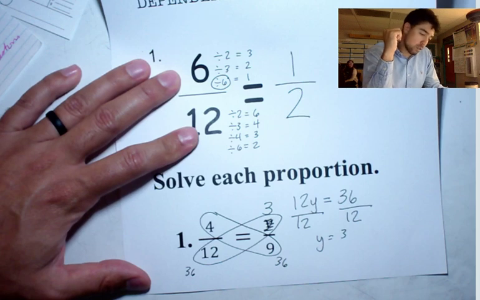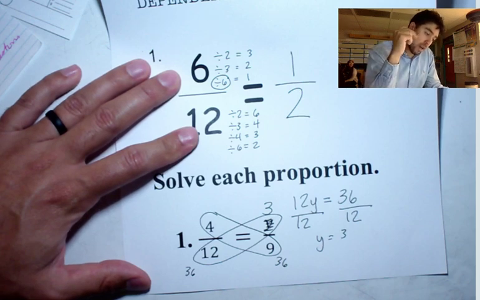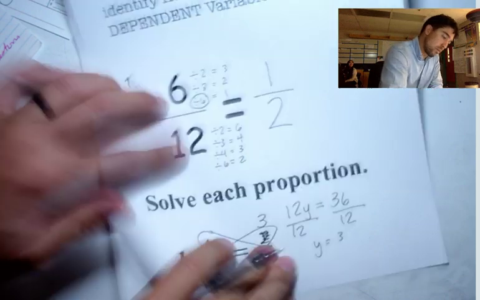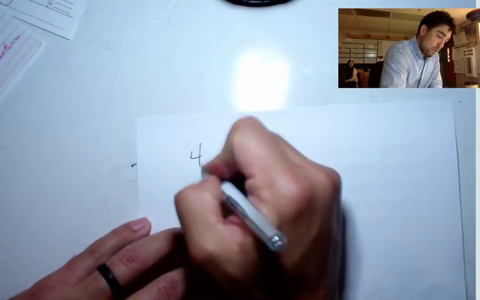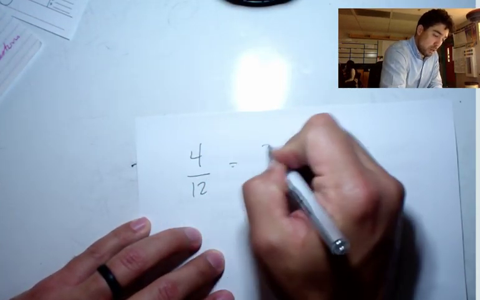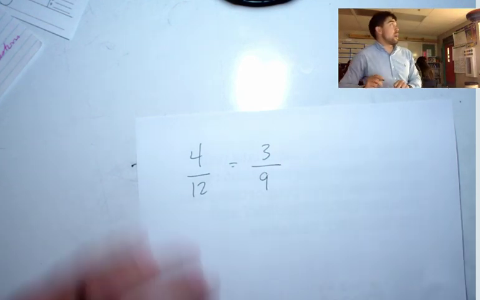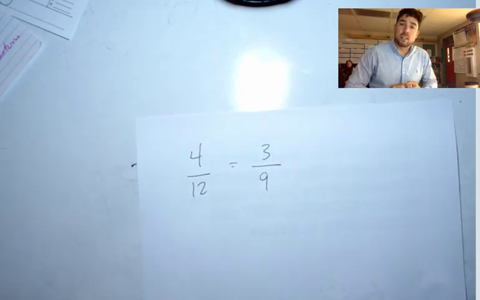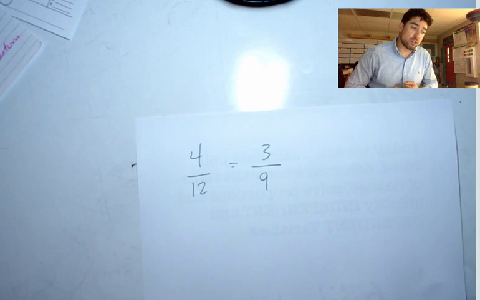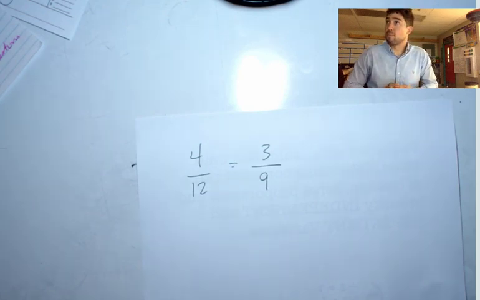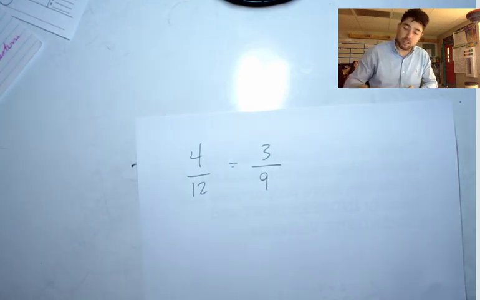Let's talk about another way. So we'll use this same proportion. 4/12 equals 3/9. What's another way of us checking to see if these ratios are equivalent? I gave you another way. Simplifying. So let's try and simplify these.